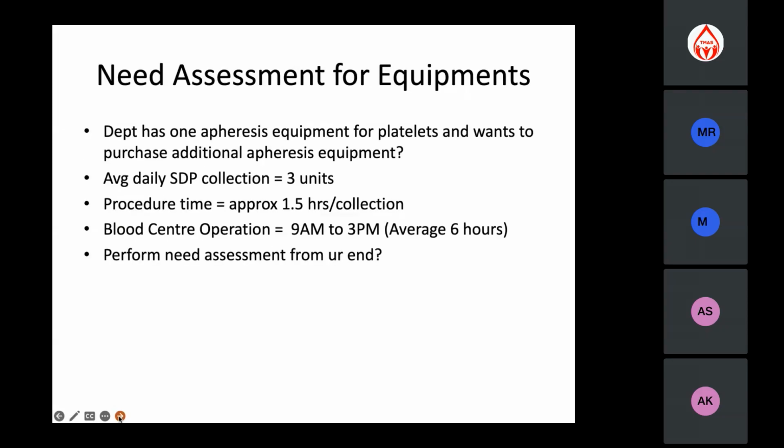So these are a few administrative questions. A department has one apheresis equipment for platelet donation, and the department wants to purchase an additional apheresis equipment for SDP. The average daily SDP collection in the department is 3 units, and the procedure time per SDP is approximately 1.5 hours. The blood center operation time for apheresis is 9 a.m. to 3 p.m., on average 6 hours. So you are asked to perform a need assessment of an additional apheresis equipment for your blood center.